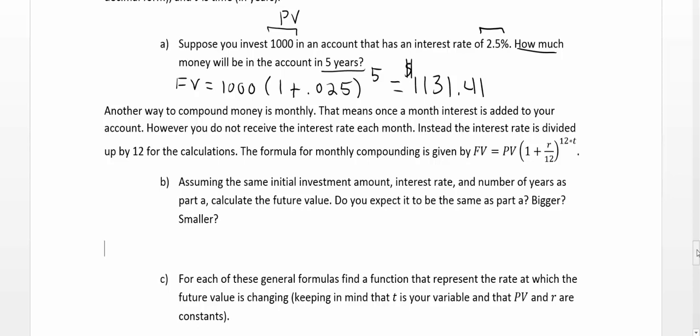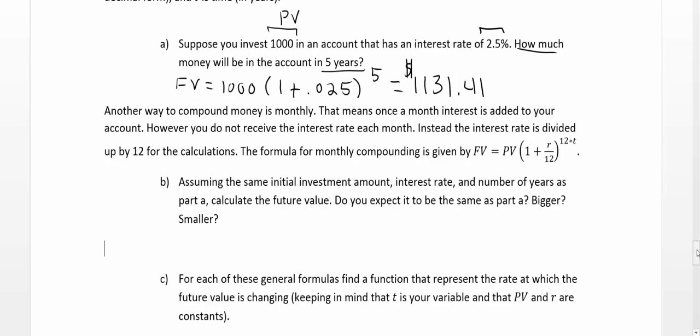So the formula for monthly compounding is given by future value equals present value times 1 plus r divided by 12, raised to the 12 times t. So we're doing r divided by 12 because we're dividing our interest rate into 12 applications. And then, since we're doing it 12 times per year, we're raising it to the 12 times t.